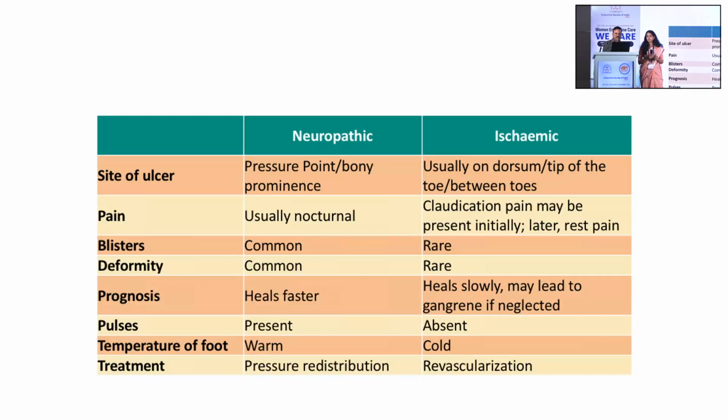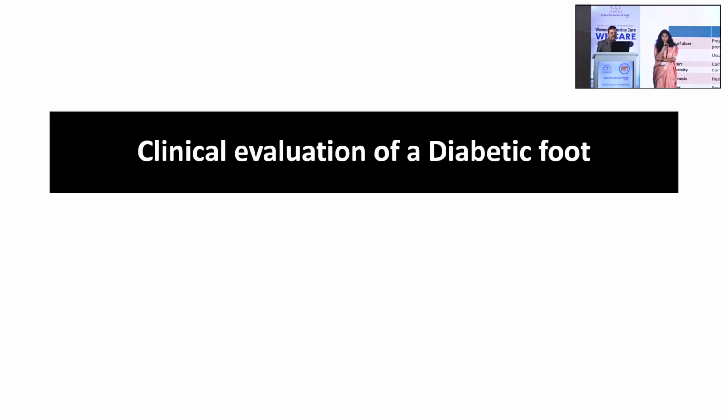So just to summarize, I have divided them in this tabular form, neuropathic and ischemic. We know neuropathic happens at the pressure points, whereas ischemic happens at the tip of the toes or between the toes. Pain is usually absent in neuropathic, but claudication or rest pain may be there in the ischemic. Deformities are more common in neuropathic, they are not there in ischemic. The prognosis of neuropathic foot ulcer is good actually. If you are debriding and doing offloading, the prognosis is good. In ischemic, the prognosis may not be good unless you do some revascularization procedures. The pulses are usually present in neuropathic, absent in ischemic. The temperature of the foot is warm in neuropathic, whereas it's cold in ischemic foot ulcers.